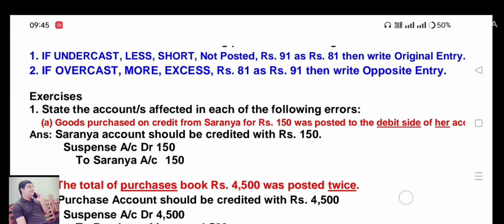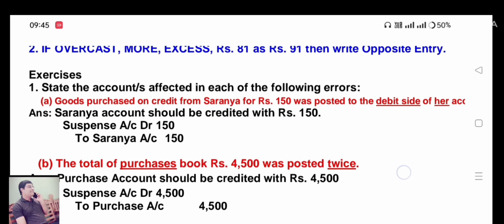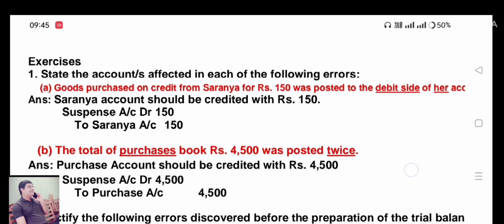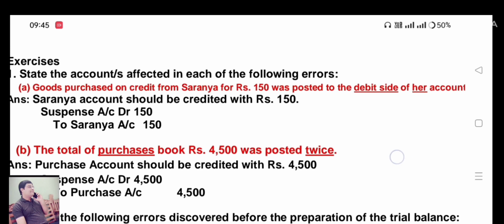Second point, if over cost, more, excess, or rupees 81 is written as rupees 91, then write the opposite entry. While doing this chapter, you must remember two things. Number one, the journal entries, and number two, the trial balance. You must remember these two things very perfectly, then only you can do this chapter very easily.